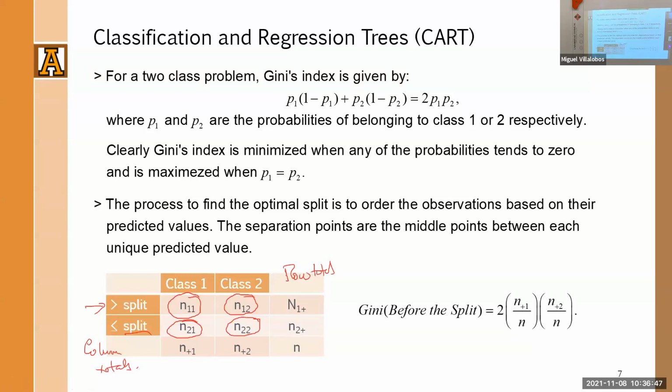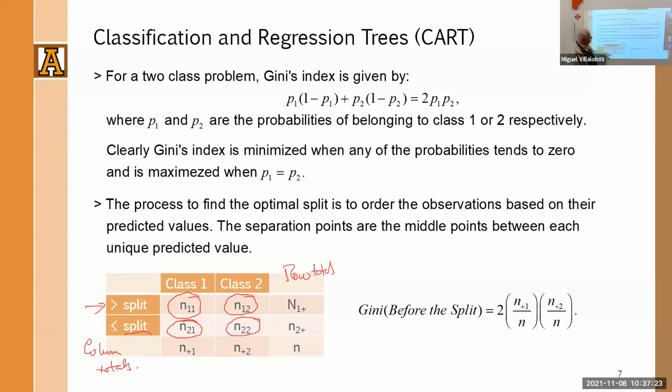Then I compute Gini's index before the split. So before I do a split, what's the value of Gini's index? Before the split, the value of Gini's index will be 2 times n+1 over n, which is the usual notation for contingency tables. That will be the total for column 1, because that's the total for class 1, times n+2, the total for class 2.